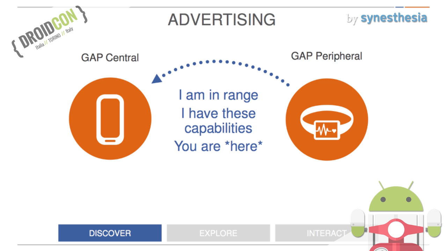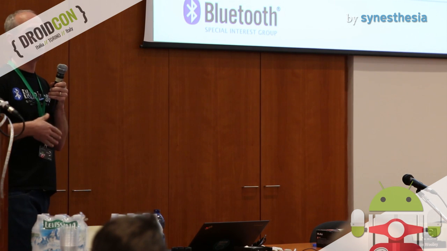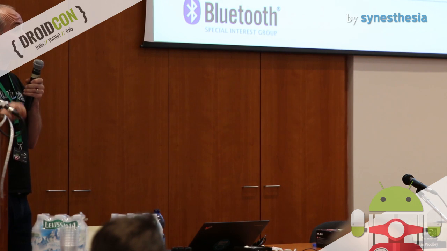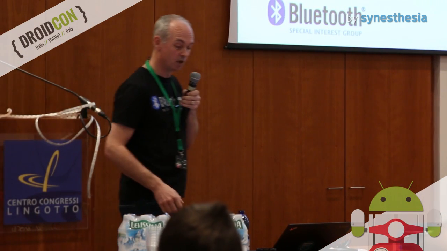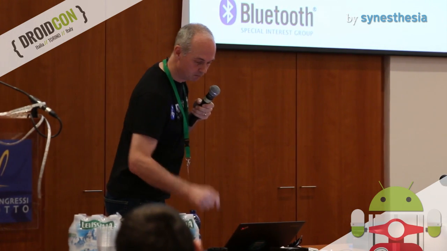If you receive advertising packets with the given ID, you can deduce from that that the user is within a certain range of that beacon in that place, and then take some form of action which is relevant to that beacon's location. I think I'm way behind schedule. I'm going to speed up a bit.